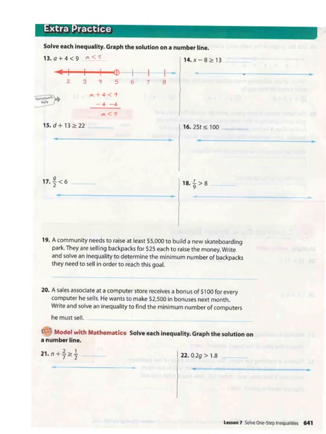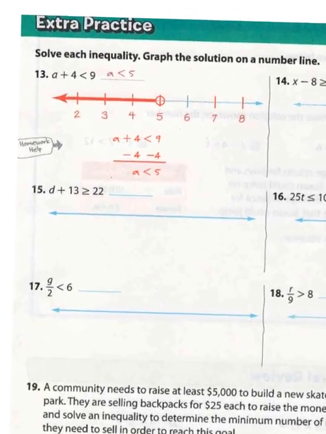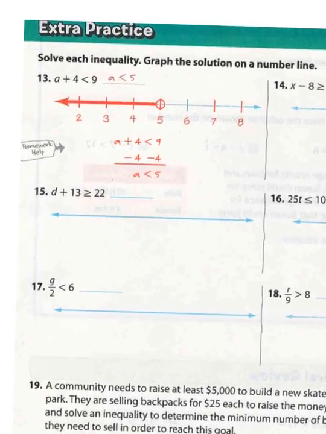So if you look at 13, it actually does it for us. It says, up here, a plus 4 is less than 9, right? So what we have to do is pretend this is an equal sign, we're going to solve and get the variable by itself. That's our first step, isolate the variable.